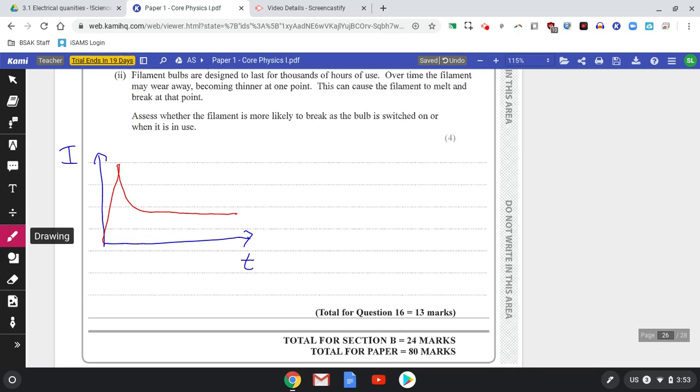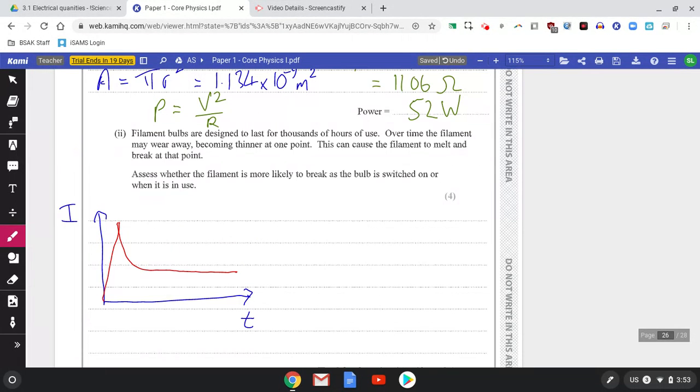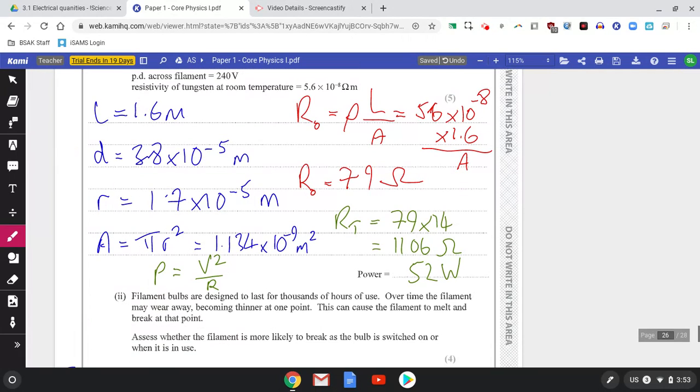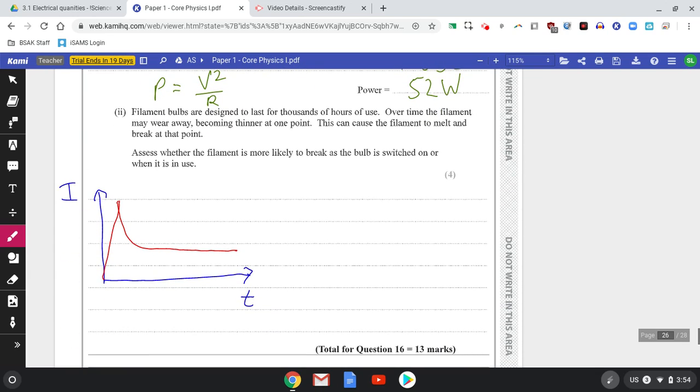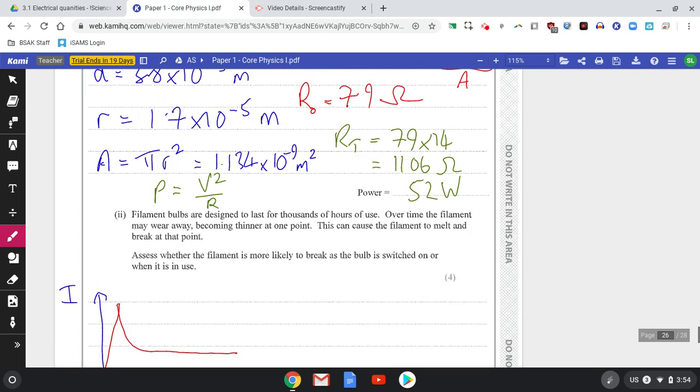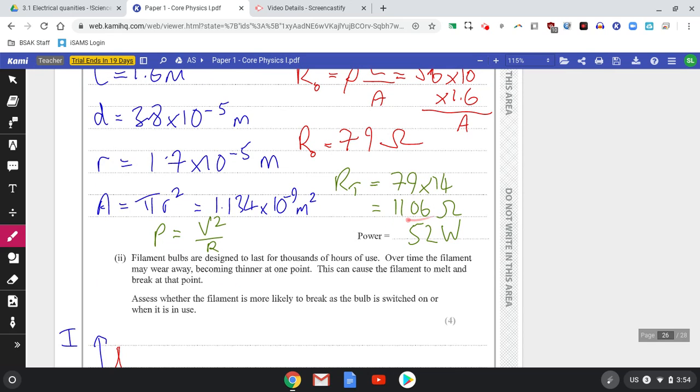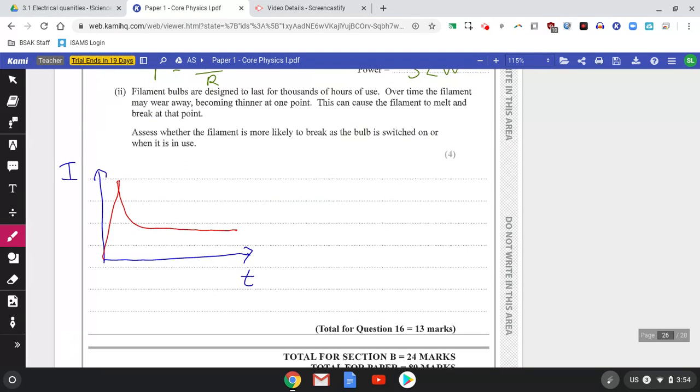Can anyone remember why we get that big spike in current? Why do we get that huge current at the start? Hopefully it's because room temperature resistance is low, isn't it? It's very, very low. So this 240 volts is going to produce a big current. Now, as it heats up, resistance increases, up to 1106. So the current will then drop to its constant value. And that's really why they blow when you first switch them on.